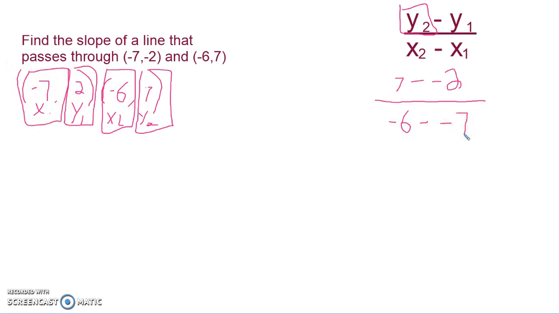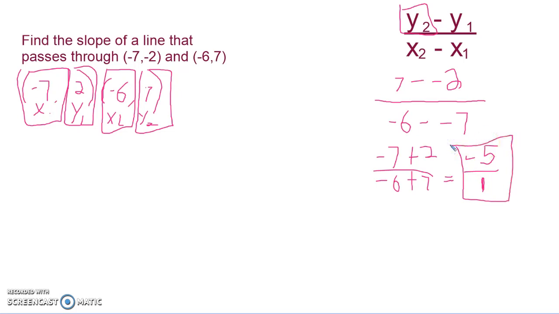So I'm going to rewrite these because I know that minus a negative means to add. So I'm just going to rewrite it as 7 plus 2 divided by -6 plus 7, just so it makes a little more sense to me. So now we have 7 plus 2, and that gets us 9. And we have -6 plus 7, which gets us a +1. So our slope is 9 over 1, which we could also write as 9, but I'm going to leave the 1 under there and leave it as this improper fraction, just so we know that we would go side to side 1.